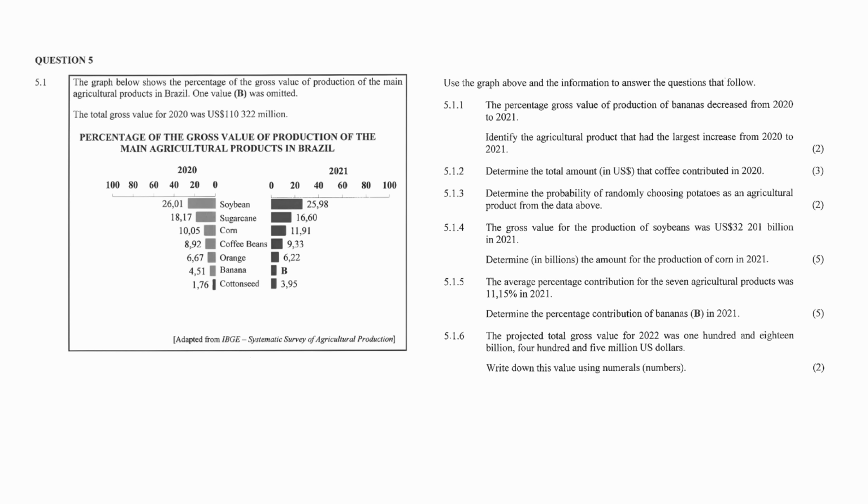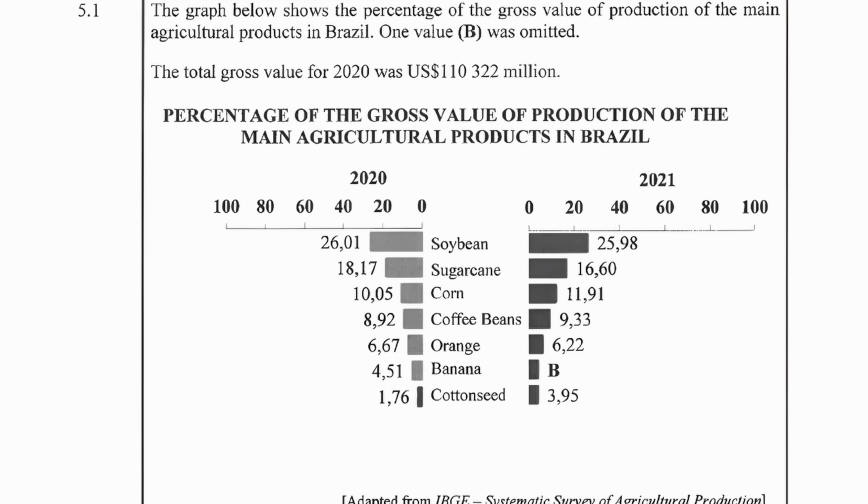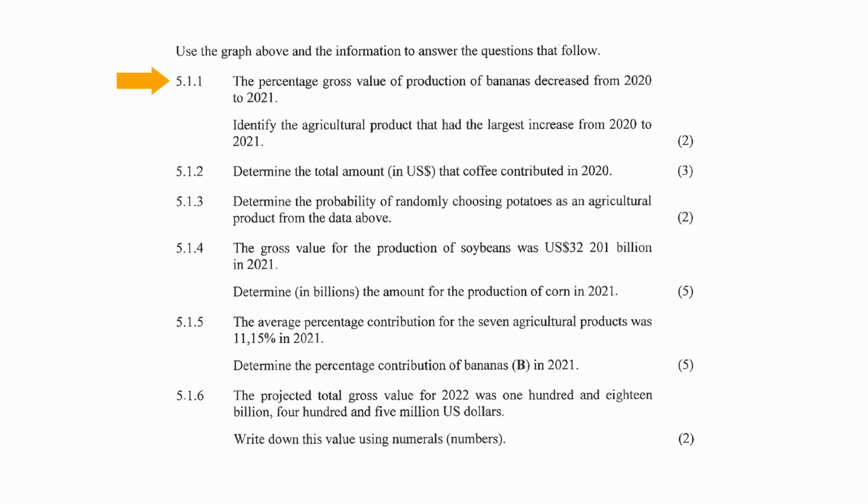Question 5.1 is a mix of 6 finance, data handling, and probability questions designed to assess your understanding of bar graphs, international income, and expense. You are given a graph that shows the percentages of the gross value of the production of the main agricultural products in Brazil. One value B is omitted. The total gross value for 2020 is $110,322 million.